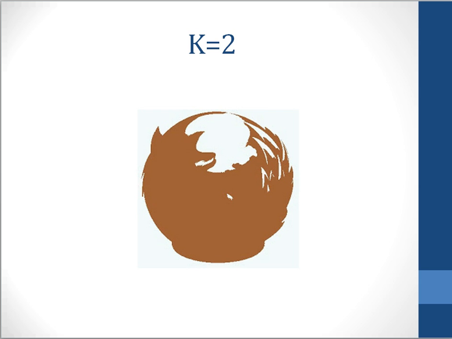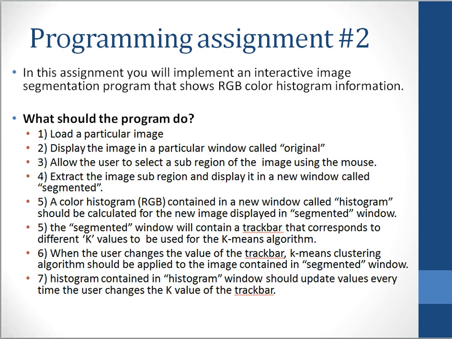So let's take a look at the programming assignment. I think it's going to be due in 2 weeks. In this assignment you will implement an interactive image segmentation program. This segmentation also shows the RGB color histogram information. Let's see how it's supposed to work. First, the program should load a particular image and then display this image in a window called original.